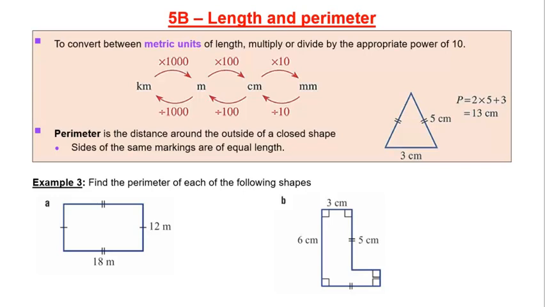To convert between metric units of length, we've seen this before. If we're going from kilometers to meters, multiply by 1,000. This is the kind of thing that you will need to memorize at some point, but usually we see this in a formula sheet. So there's 1,000 meters in a kilometer. Going from meters to kilometers, we divide because a kilometer is a bigger unit and it looks smaller.